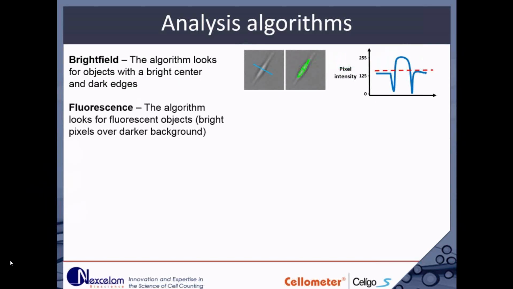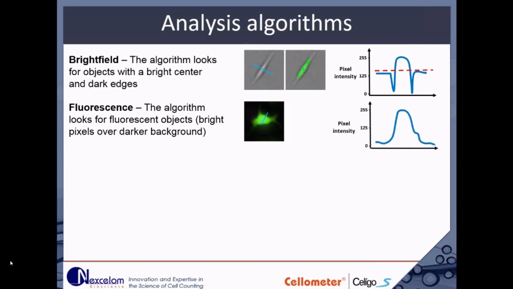Now let's look at the fluorescent algorithm. It looks at fluorescent objects with bright pixels over a dark background. For instance, you have your GFP transfected cells, Hoechst staining for the nuclei, or PI dead stain cells. This is going to have a black background with a very bright signature, almost to saturation. Here, if you draw a line over your cell and plot those pixel intensities, it will look something like this. Then you use your intensity threshold value to draw a graphic outline around any pixels that are above that threshold.